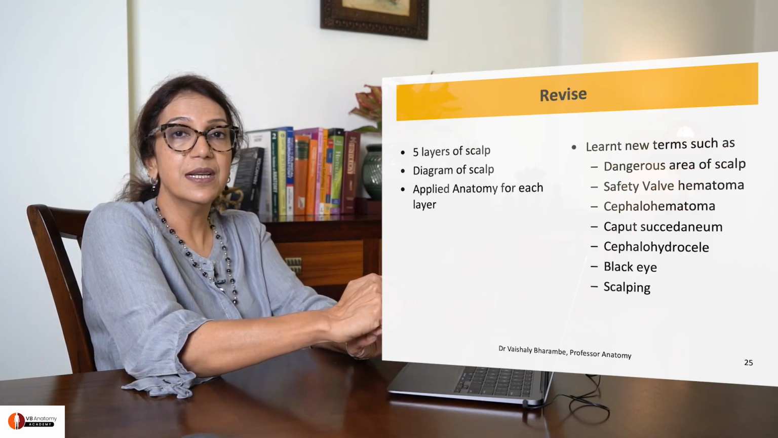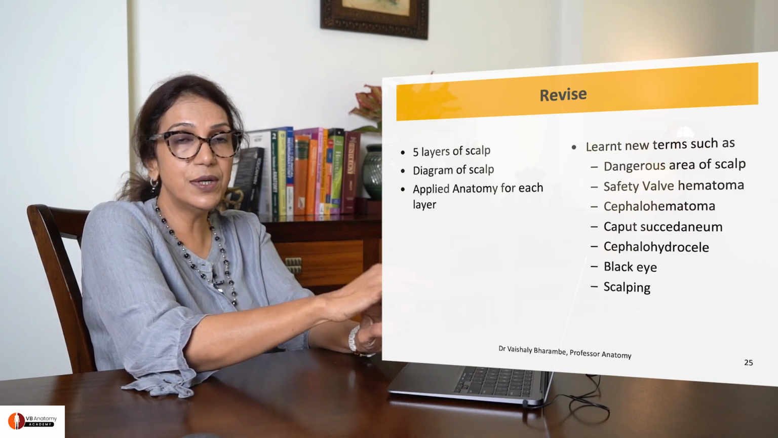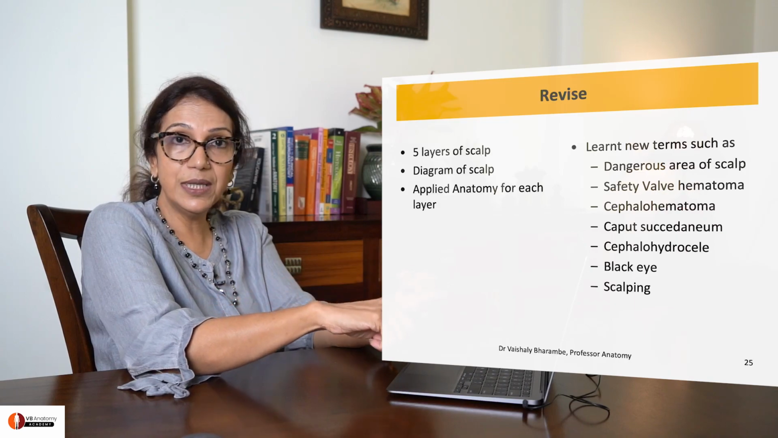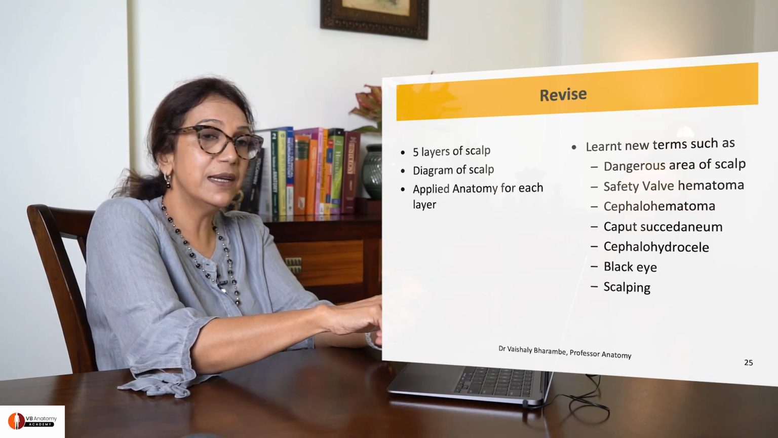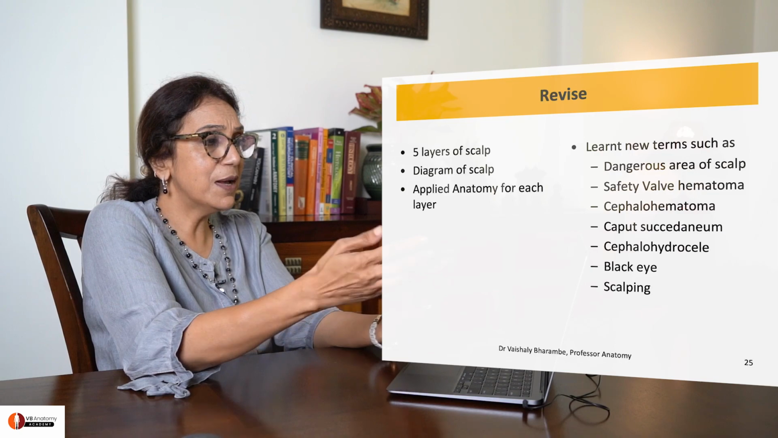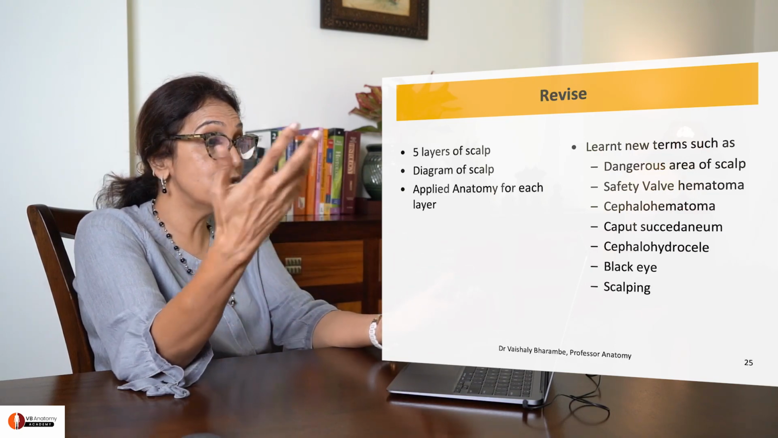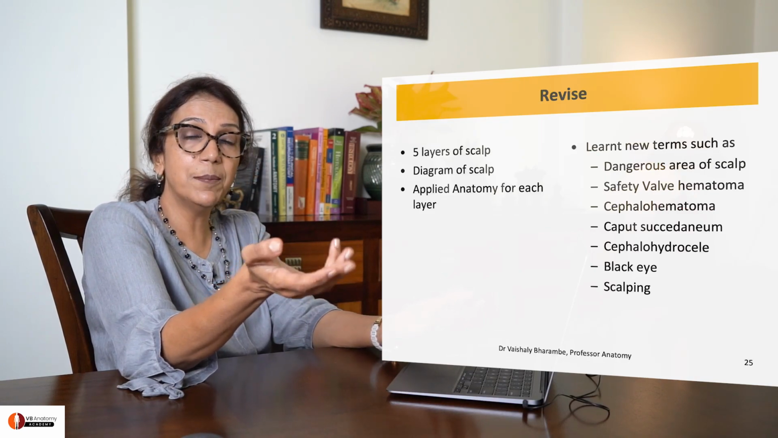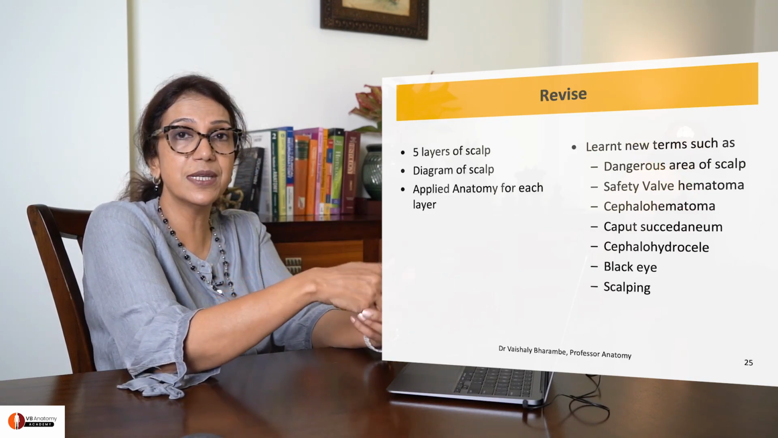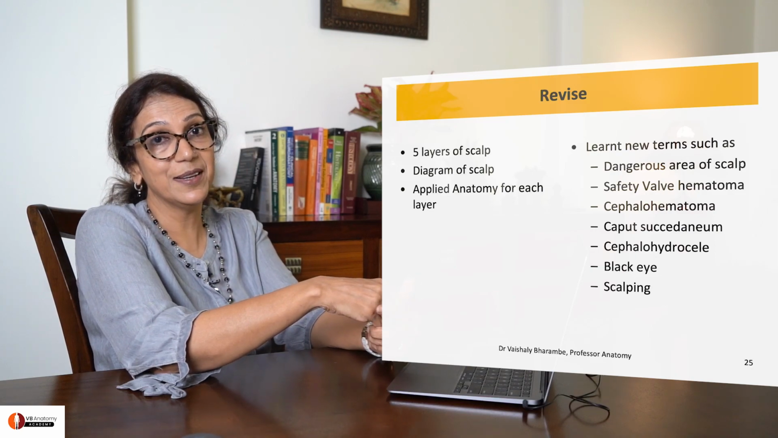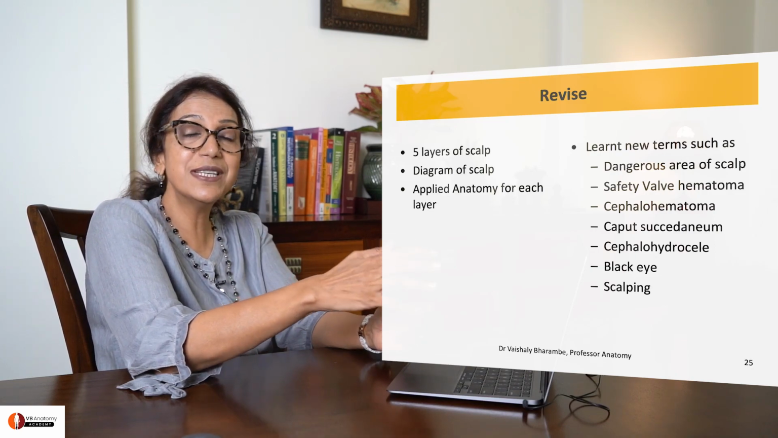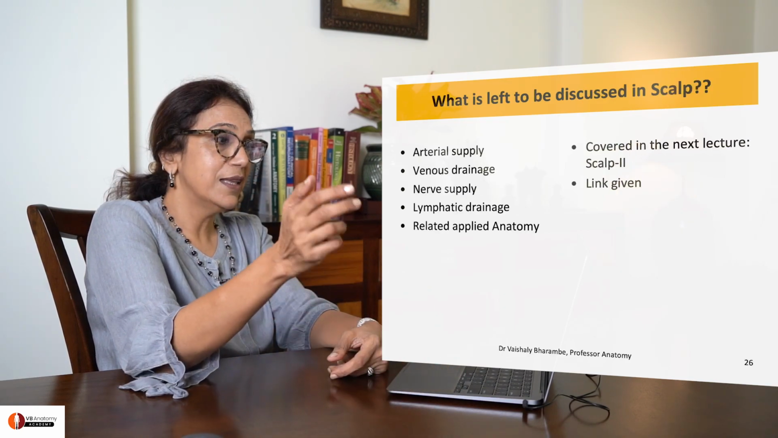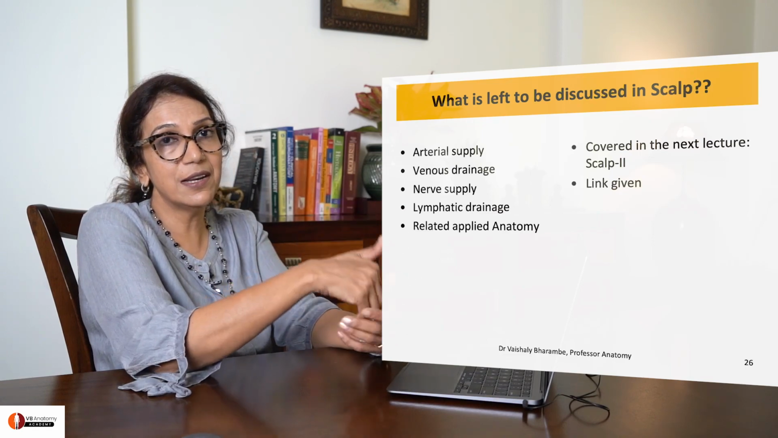Right, my dear students. Let's now quickly run through what we've covered in today's lecture. We've discussed the 5 layers of the SCALP. We've drawn the diagram. We've discussed the applied anatomy of each layer. We've come across some fantastic terms: dangerous area of scalp, safety valve hematoma, cephalohematoma, Caput succedaneum, cephalohydrocele, black eye, and scalping. So all this is interesting reading, but what is left is the arterial and venous supply, the nerve supply, lymphatic drainage, and their related anatomy.